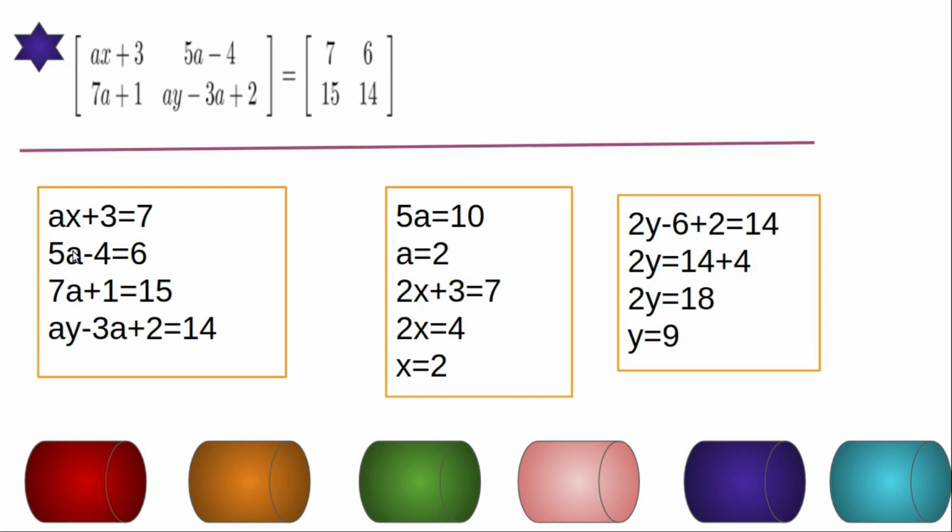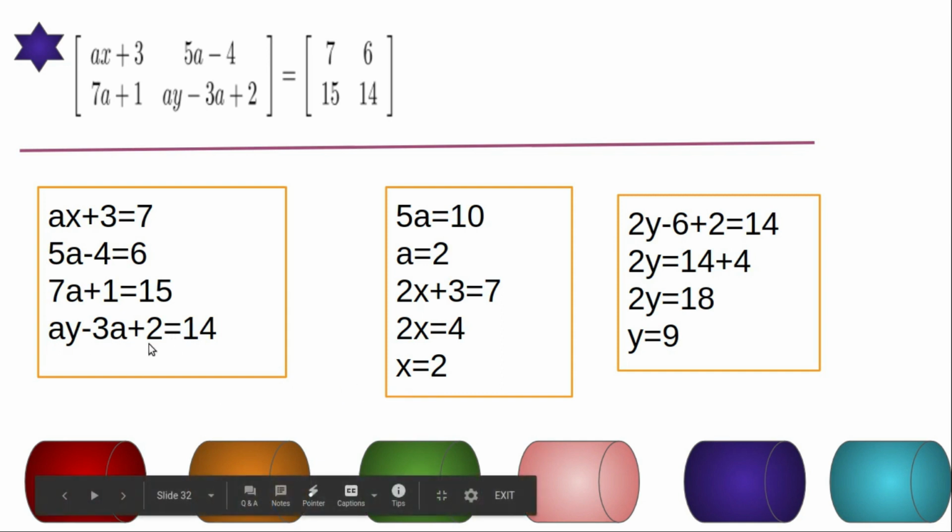Now from second equation, second equation consists of only one variable a. So take second equation, 5a minus 4 equal to 6. Take this minus 4 to RHS, we get 5a equal to 10. So a equal to 2. Now substitute a equal to 2 in first equation, we get 2x plus 3 equal to 7. So 2x equal to 7 minus 3, 4, x equal to 2.